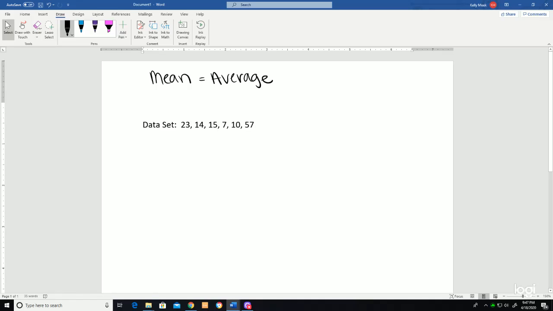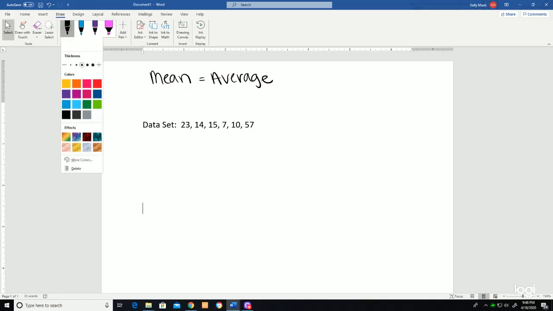What the mean finds, or what the average finds, is the number that all of these numbers hang around. The number that all of these numbers are centered around, all right? The mean is the central number of this list of numbers. To find the mean, there are two steps, okay?